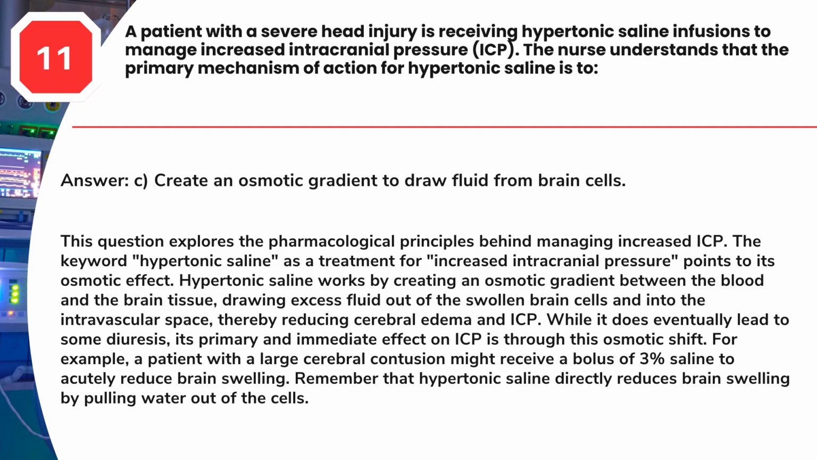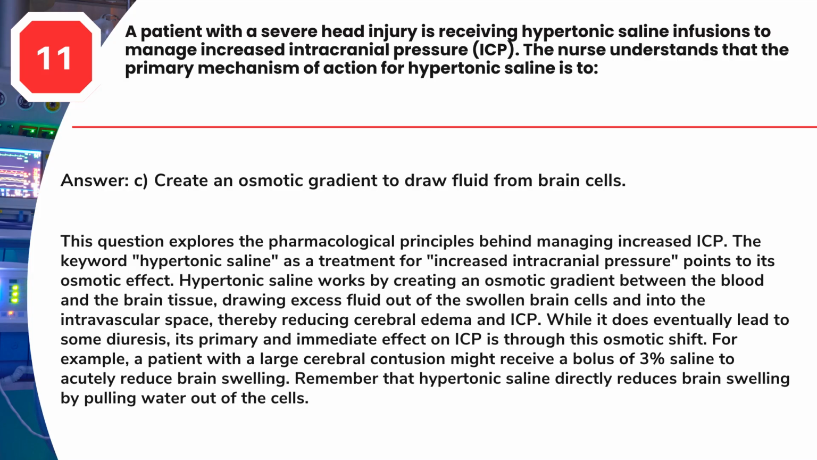Answer C. Create an osmotic gradient to draw fluid from brain cells. This question explores the pharmacological principles behind managing increased ICP. The keyword hypertonic saline as a treatment for increased intracranial pressure points to its osmotic effect. Hypertonic saline works by creating an osmotic gradient between the blood and the brain tissue, drawing excess fluid out of the swollen brain cells and into the intravascular space, thereby reducing cerebral edema and ICP.